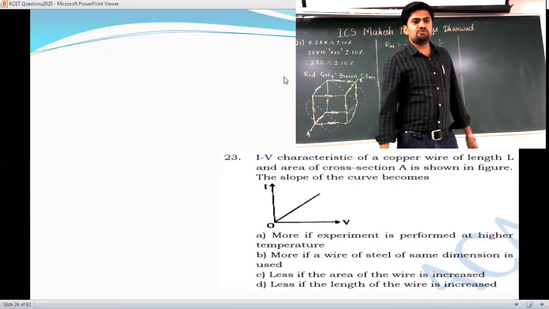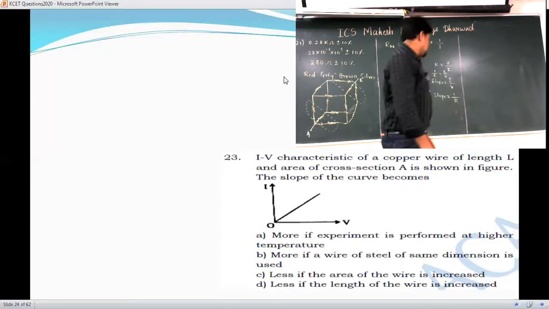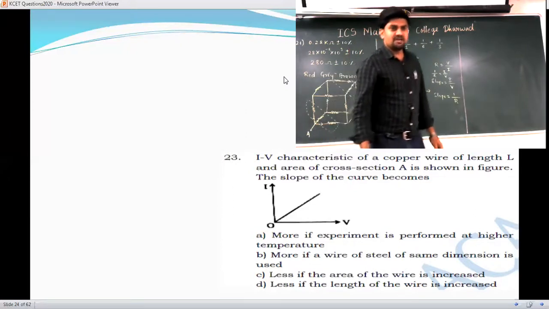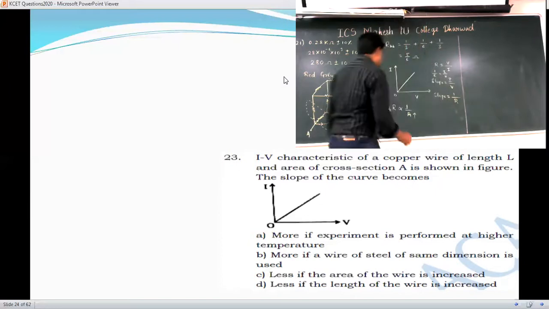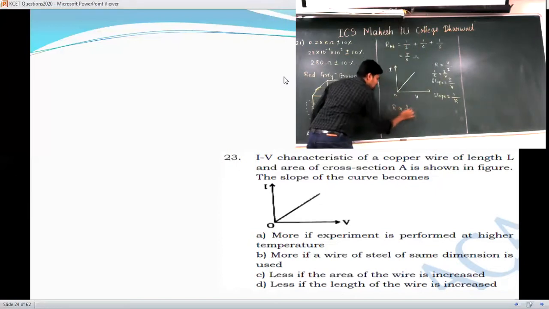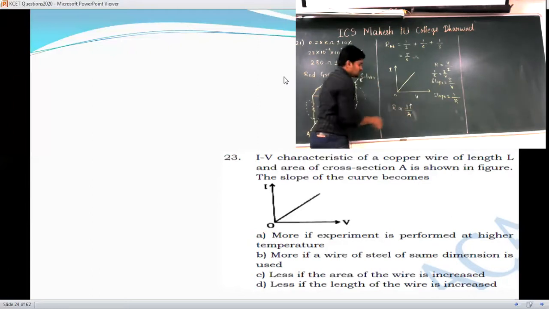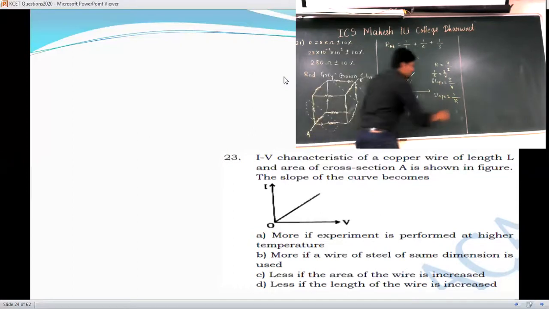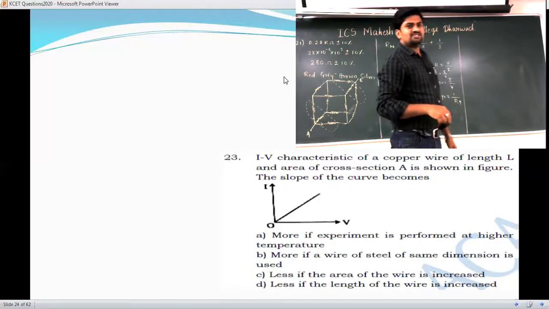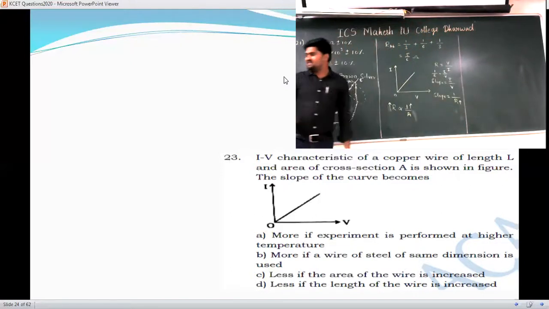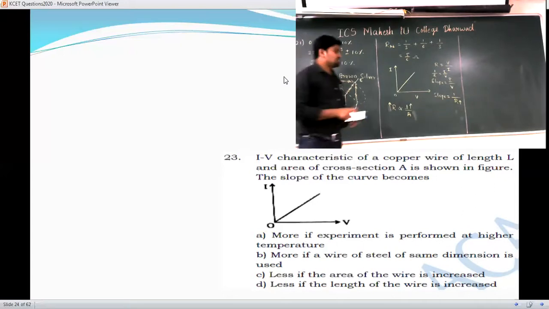Now when you see option D, what is option D there? Less if the length of the wire is increased. Suppose you increase the length of the wire. As it is directly proportional, resistance also increases. If resistance increases, it is in the denominator, so what about the slope? The slope decreases. So option D is a suitable answer there, that is, less if the length of the wire is increased. Okay, go to the next one.